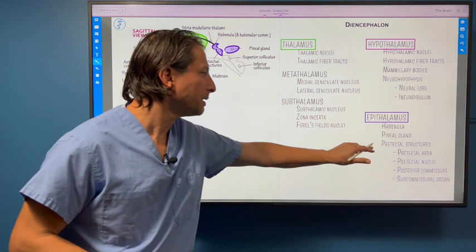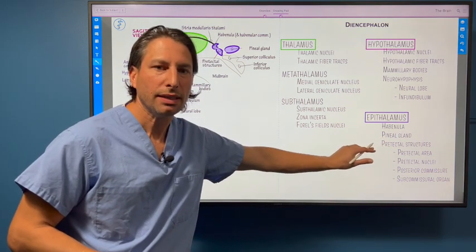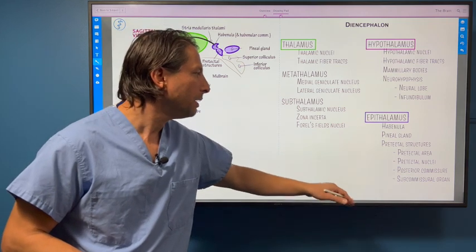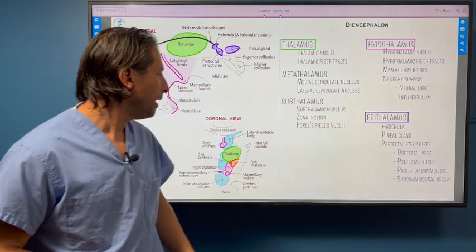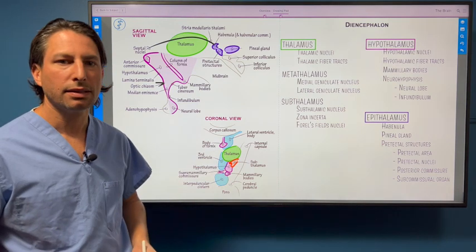With the epithalamus, we think about the pineal gland for melatonin production and release. This is critical for sleep initiation. And then this is just a coronal view here with the thalamus, and right underneath it, the subthalamus there.